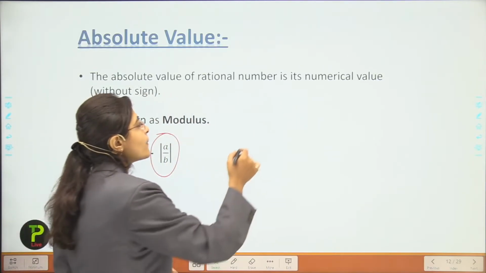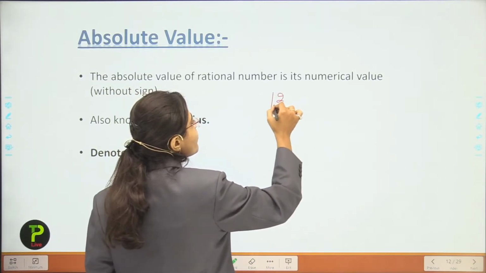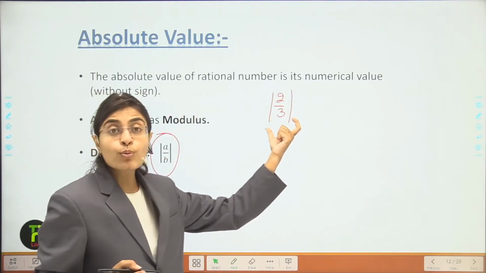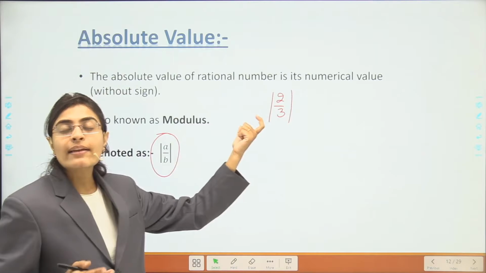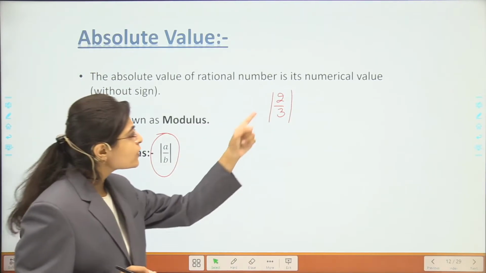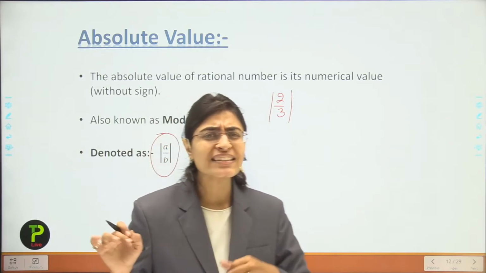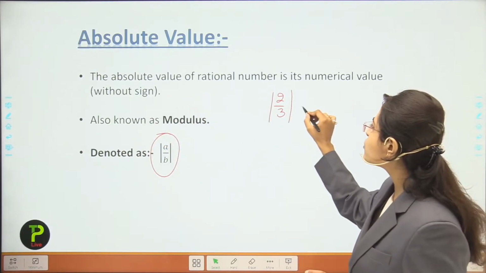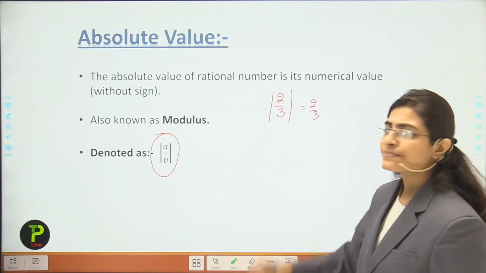Like for example, mod of 2 by 3. So here this bracket, this mod, shows that we need to find the absolute value. Here for 2 by 3, we are least concerned about the sign. So write the numerical value. So here the numerical value is 2 by 3, and that is our answer.